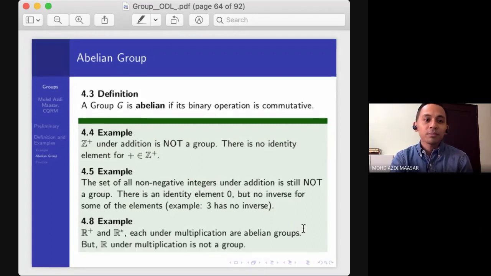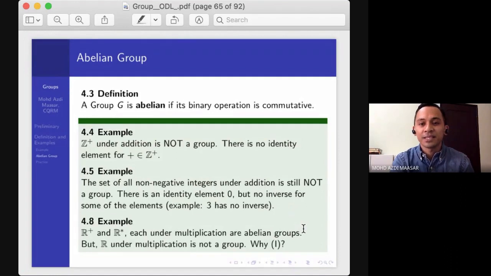Now, because we know that usual multiplication is always commutative, thus we say that these two are abelian groups. However, the set of real numbers R under multiplication is not a group. Why? For this, I want each of you to comment below with your reason of why this is the case.